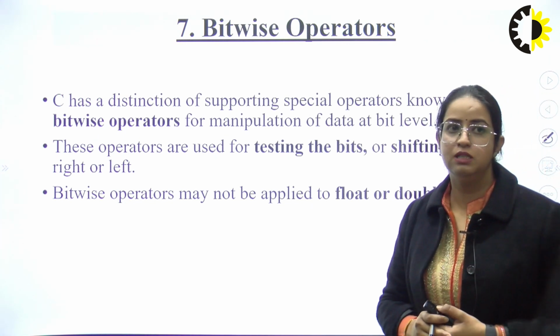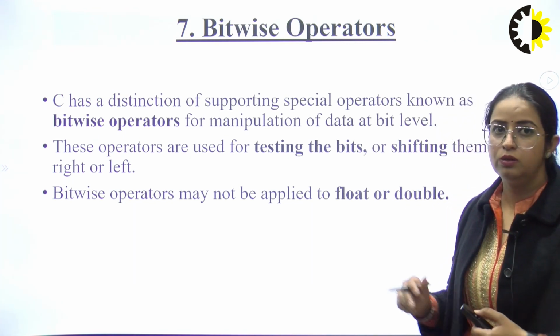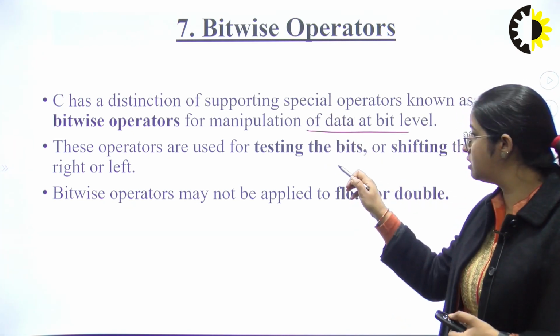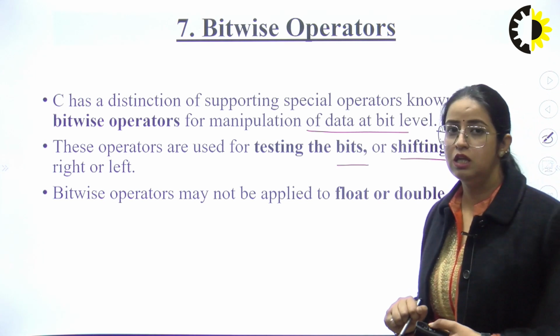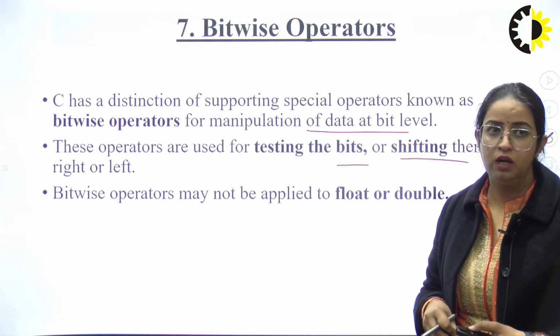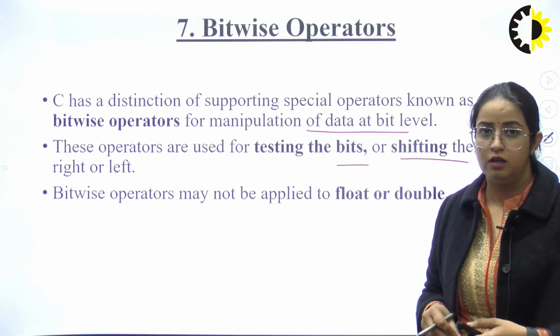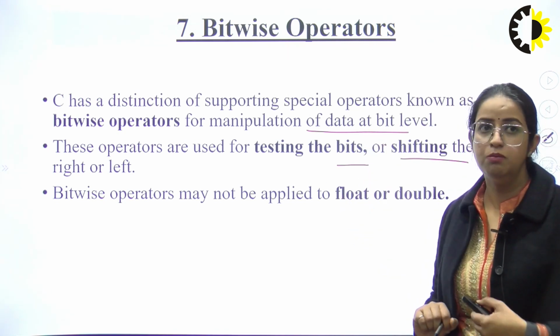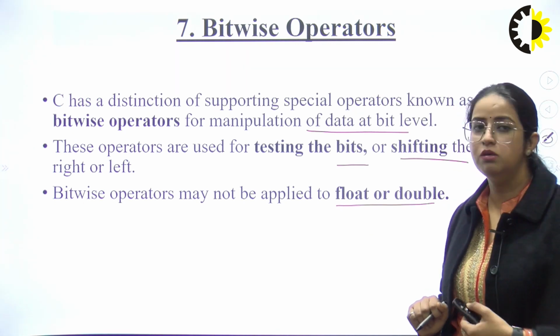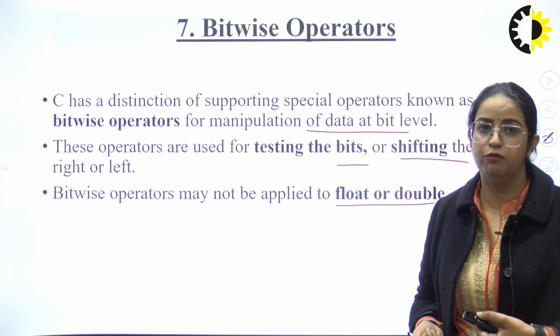Now next are bitwise operators. Bitwise operators basically operate on data at the bit level. That means if you want to test bits or shift bits, we use the bitwise operators. When manipulation is done over the bits, we use the bitwise operator. These are not operated on float and double data types.